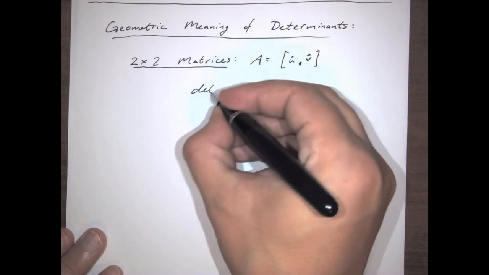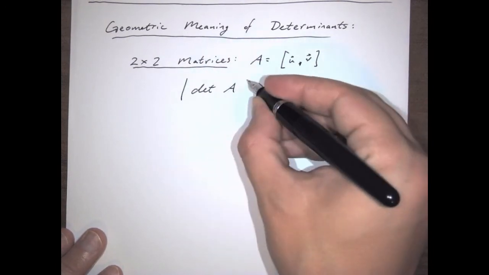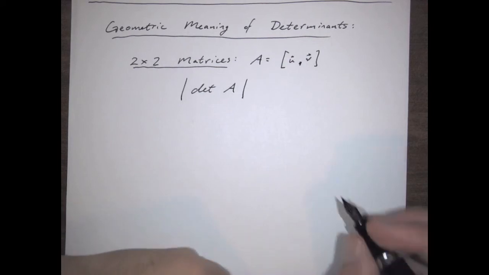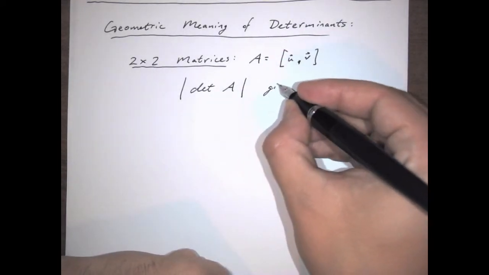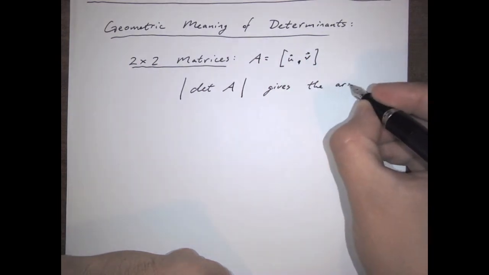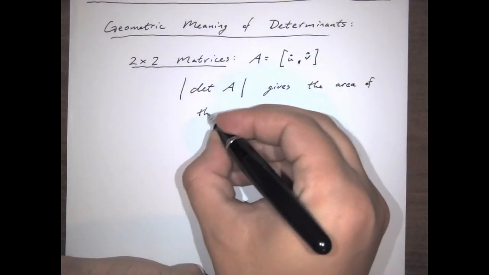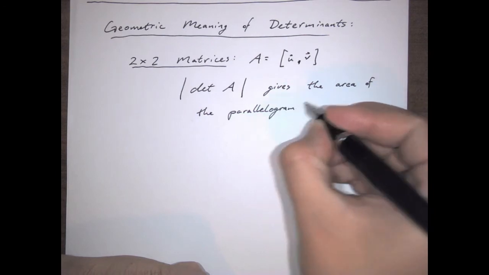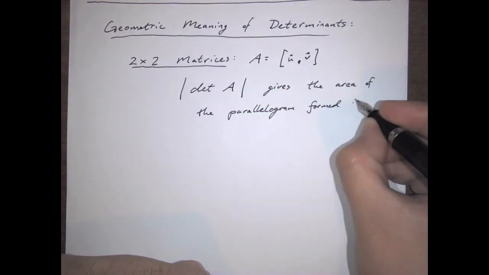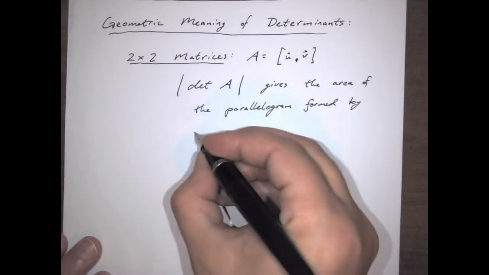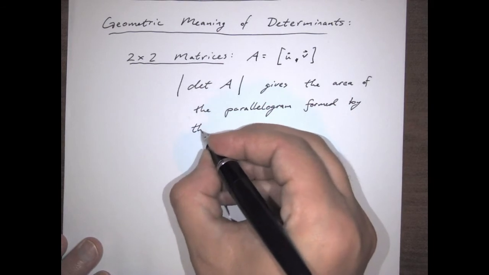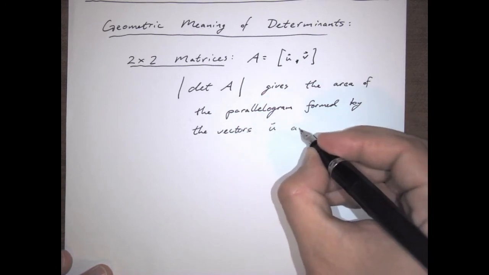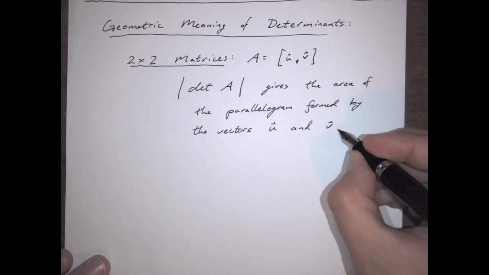So then the determinant of A, if we then take the absolute value of that, because we're not interested in having a negative volume, the determinant of A gives the area of the parallelogram formed by the vectors U and V and coming from the origin.